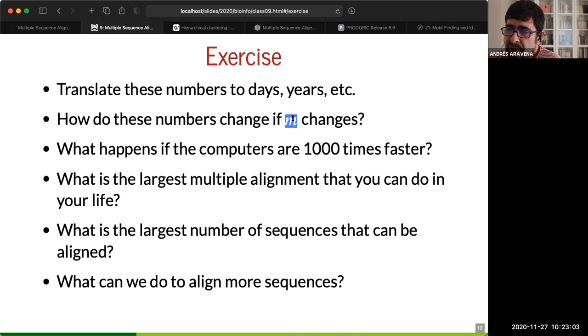The biggest point here is the size of the sequence. What happens if the sequences are longer? It is much worse. But if they are shorter, if instead of 1,000, they are 100, you can do more, but not much more.